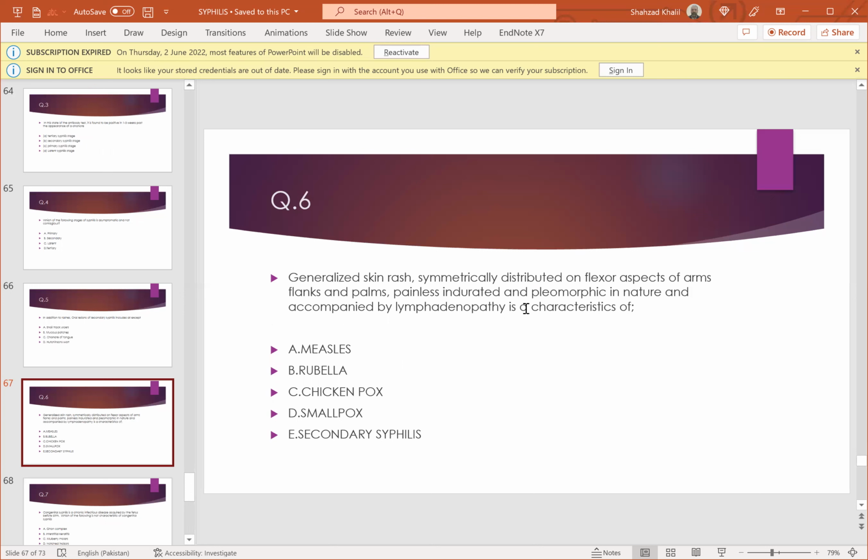Generalized skin rash, with symmetrical distribution on flexural aspects of arms, flanks, and palms, painless, indurated, and pleomorphic in nature, and accompanied by lymphadenopathy, is characteristic of which: measles, rubella, chickenpox, smallpox, or secondary syphilis? E is correct, these are the characteristic features of secondary syphilis.